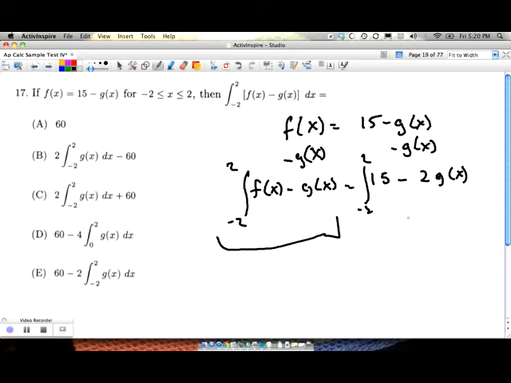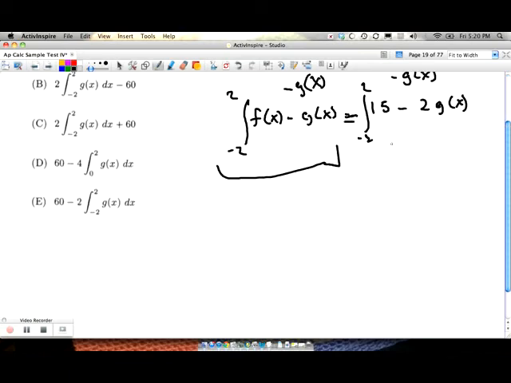On the right side, I got what I want. So I basically just have to simplify, or on the left side, I got everything I want. I just need to simplify the right side to see what it's going to turn out to be as I evaluate the different pieces. I can split this up into two integrals. It's going to be the integral from negative 2 to 2 of 15 dx minus 2 times the integral from negative 2 to 2 of g of x.